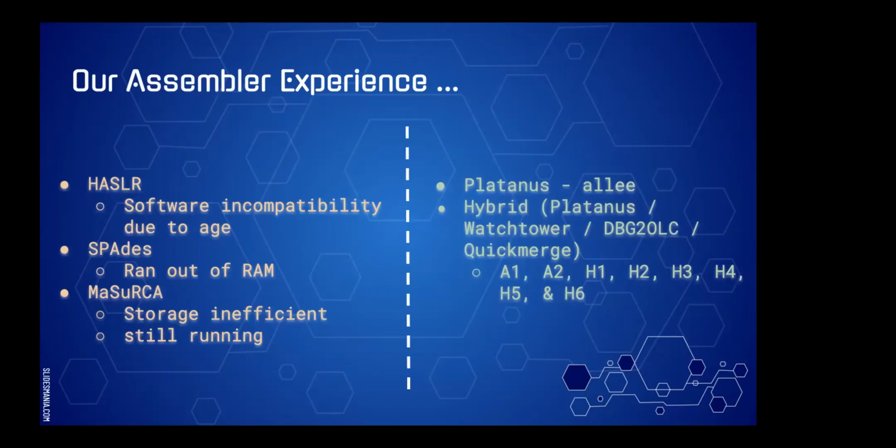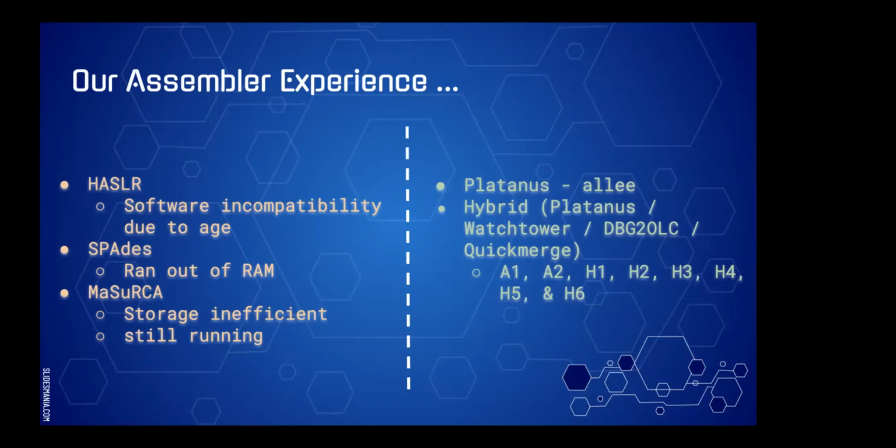Moving on to our experiences with the various assemblers we applied, my group attempted to use both Hassler and Spades, but quickly ran into roadblocks in both cases. Hassler is a hybrid assembler typically used for long genome assembly, but we were unable to obtain results from this due to an age incompatibility with our software. We next attempted to use Spades, which like Hassler is a hybrid assembler, but is typically used for short genome assembly. We were unable to obtain results from this assembler as well due to a shortage of RAM.